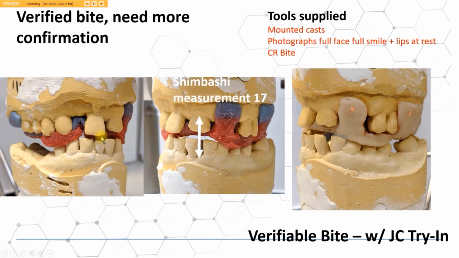So the doctor captured this bite, and there was a little bit of rock to it, and it was not totally stable. The Shimbashi measurement was close to an average, so it was on an average 17 millimeters. But just to confirm this bite, 100% stable bite, we made this JC Tryon.